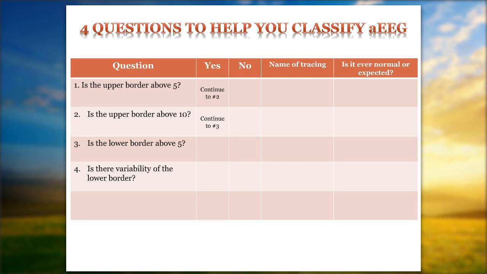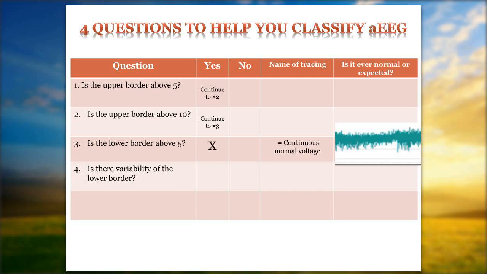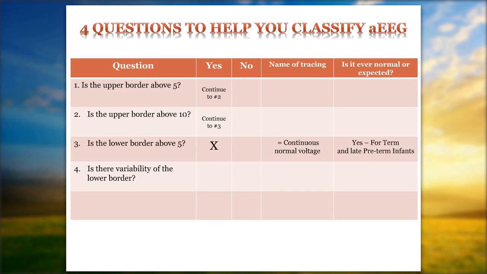If the upper margin of your aEEG is above 10, then we move on to looking at the lower border. And we always are looking for that lower border to be above 5. So if our upper border is above 10 and our lower border is above 5, then we're looking at a continuous normal voltage trace. When is this normal? It's normal for term. And it's even normal for our late preterm babies, like we looked at earlier, the 35-weeker.